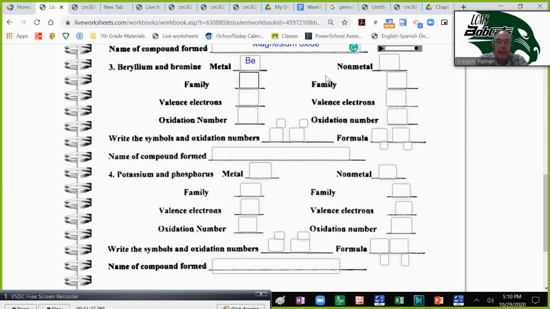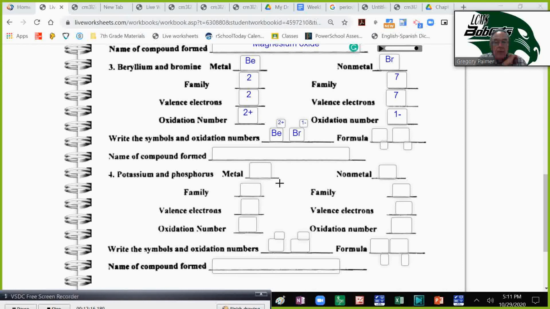Beryllium, symbol is Be. Family 2 has 2 electrons, and in family 1, 2, and 3, the oxidation number is equal to the family number. Bromine, we found out, was in family 7, so it had 7 valence electrons. The oxidation number is equal to the family number plus how many to get to 8. So we need 1 electron to get up to 8. Now we have beryllium, and its oxidation number is 2+. That's the first step in coming up with a formula. And the symbol of the other one is bromine, and its oxidation number is 1-.